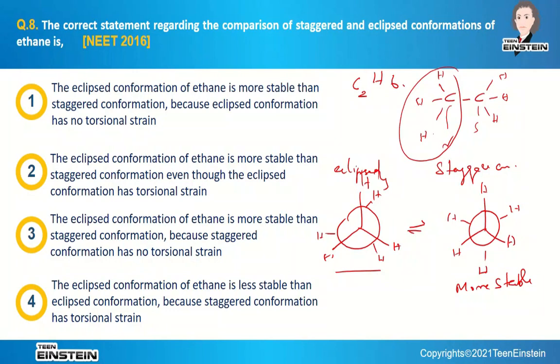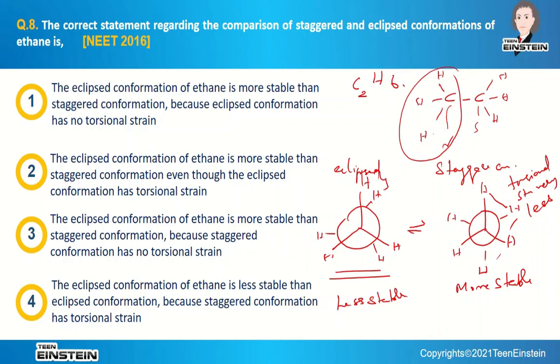Here torsional strain is very less compared to eclipsed conformation. In staggered conformation, there are even spaces between each atom, so the strain is minimized. Since eclipsed conformation has a greater potential energy due to the torsional strain, eclipsed conformation is less stable than staggered conformation.